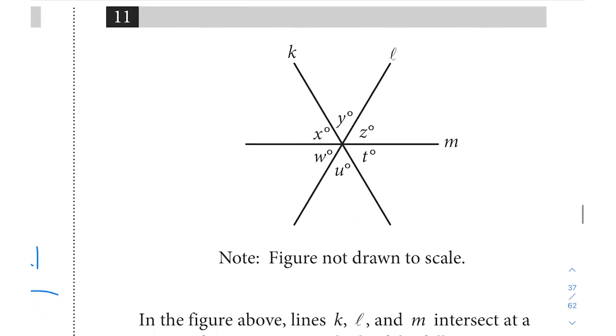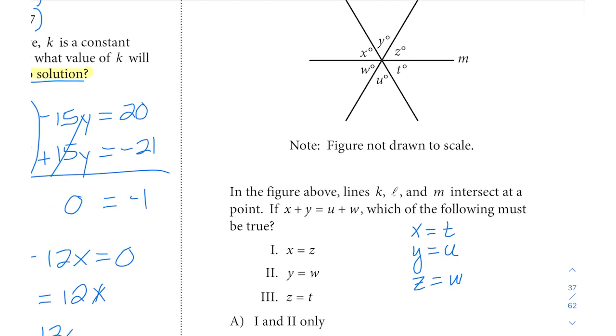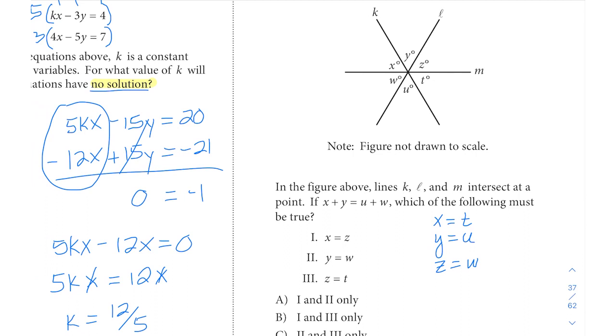So I don't want to mess up this picture too much, so I'm going to take those out, but let's write down those relationships. Based on the vertical angles that we see above, we have x equals t, y equals u, and z equals w. Okay. So now let's take a look at how that could possibly help us with incorporating that information into the equation they give us.